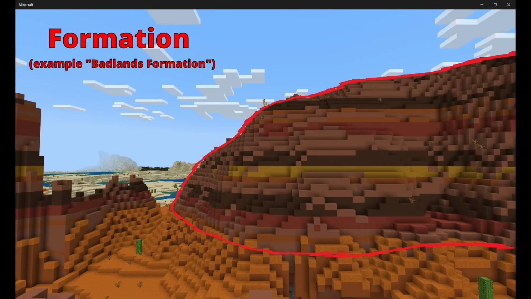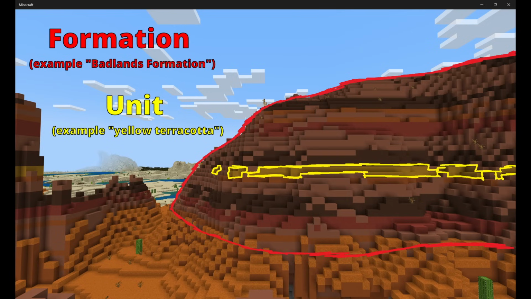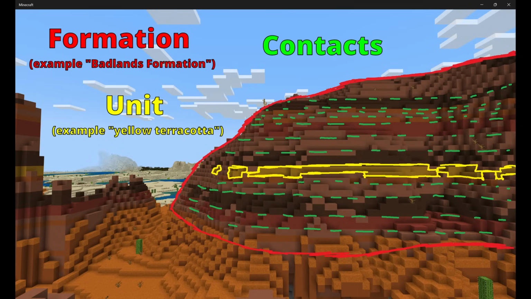A unit is almost the same thing, but smaller. Usually formations are made of units. Units are defined by distinct characteristics, which can involve rock type but doesn't have to. Contacts are what we call the boundary lines between units.